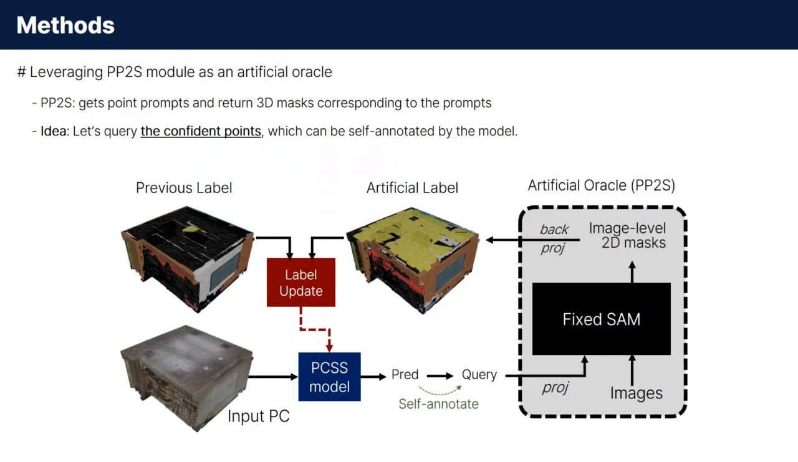Specifically, we use the PP2S module as an artificial oracle within the context of active learning. As we did in the pilot study, PP2S gets point prompts and returns 3D masks corresponding to those prompts. Unlike the human oracle, PP2S can provide a mask that corresponds to the input query but cannot annotate the query's class. Therefore, we query the points confidently predicted by the model, which can be self-annotated.